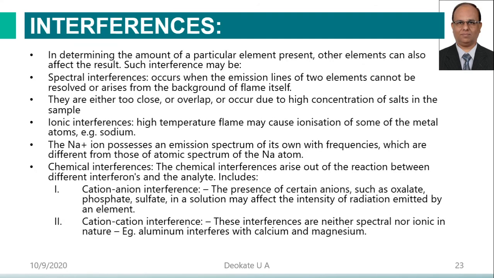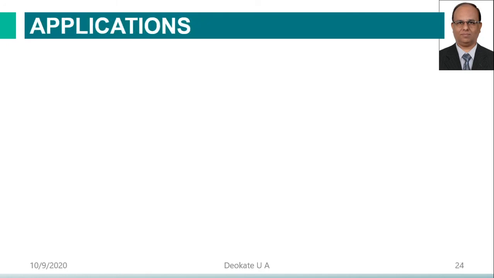We need to take certain care to avoid this interference. Either we can separate out the metals, or we can develop a procedure in such a way that at a time one element will be detected. Then you change the filter, and another element can be detected. In monochromators, we can change the wavelength by using monochromator devices. So this is about the interference.